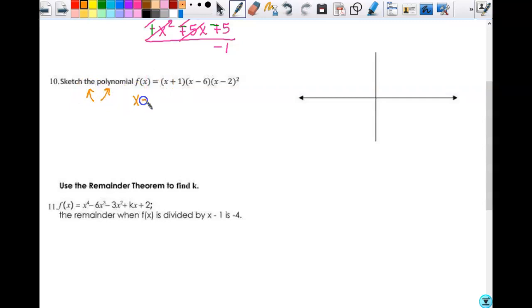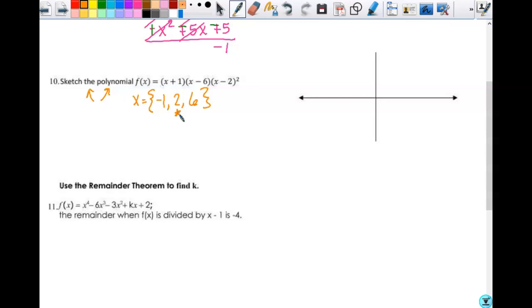I also need my zeros. So that's going to give me negative 1, 2, and 6. And I got something special going on here, right? I'm going to have to know to bounce. The other thing I need to do, because I'm sketching this and I have enough information for that, is I need to find the y-intercept.